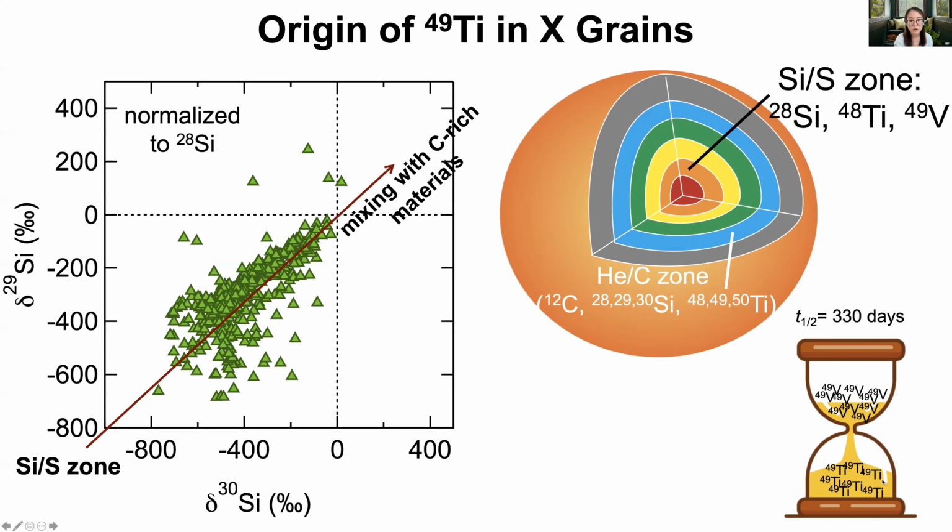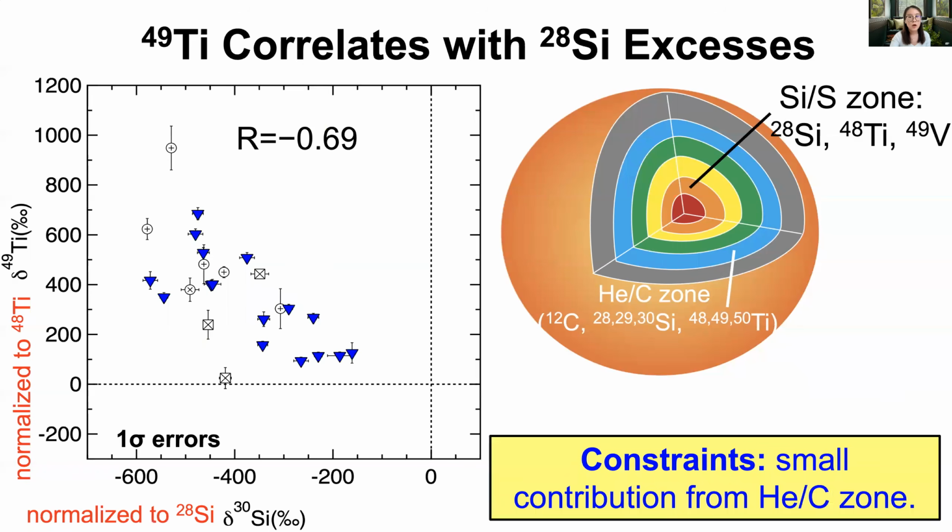But before that, we need to figure out the origin of titanium-49 in X grains. I mean, the relative contributions of these two zones to the budget of titanium-49 in X grains. So now we plot the X grain data as delta titanium-49 versus delta silicon-30. So 0 is the solar system value. And we see X grains indeed exhibit large titanium-49 excesses as we expected.